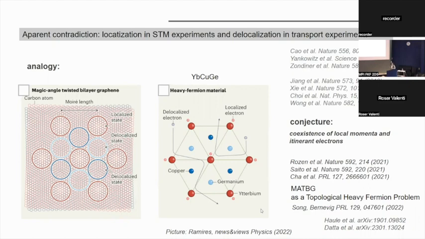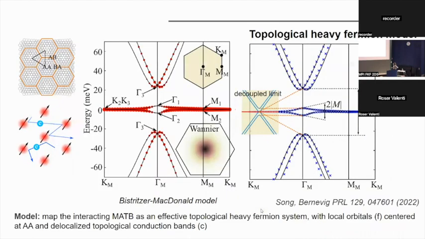Within this context, there has been the proposal by Sida Zong and Andre Bernevig of a topological heavy fermion model. And this is the model I would like to analyze. In fact, together with Würzburg and Hamburg, we have been analyzing it in the context of dynamical mean field theory. Let me tell you a little bit about this model. So how does this model work?